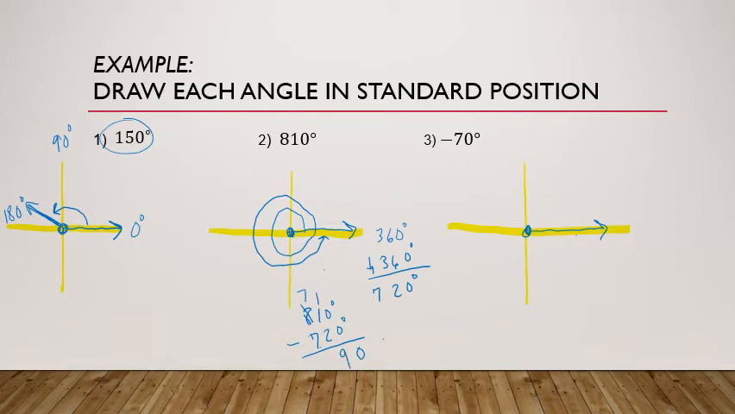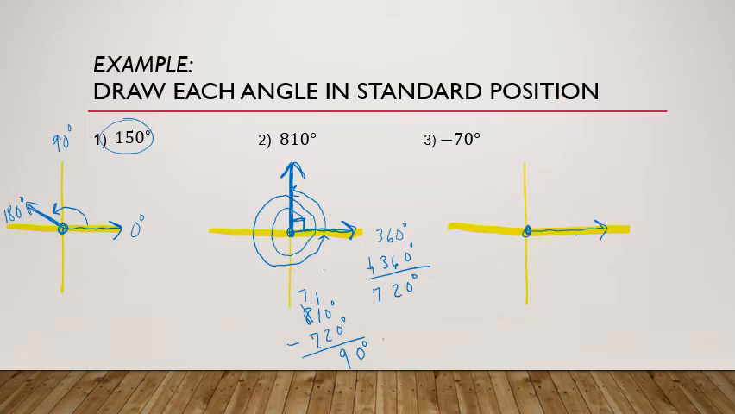Notice that is 90 degrees more. So from where we would have ended right back on the x-axis after two full rotations, we need to go 90 degrees more, which would put us right here along that y-axis. So our 810 degree angle actually would look like a 90 degree angle.